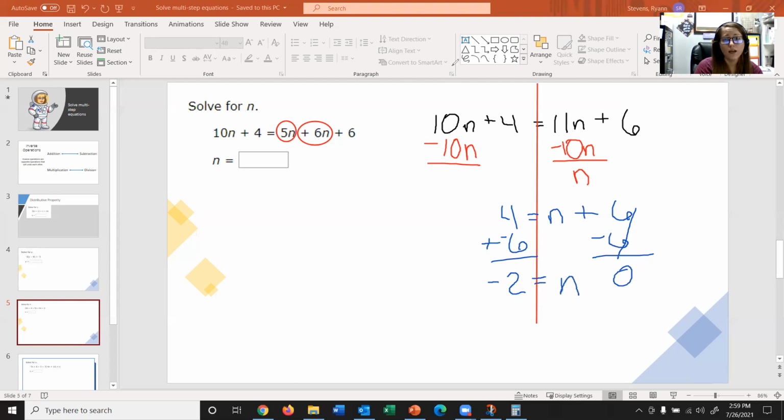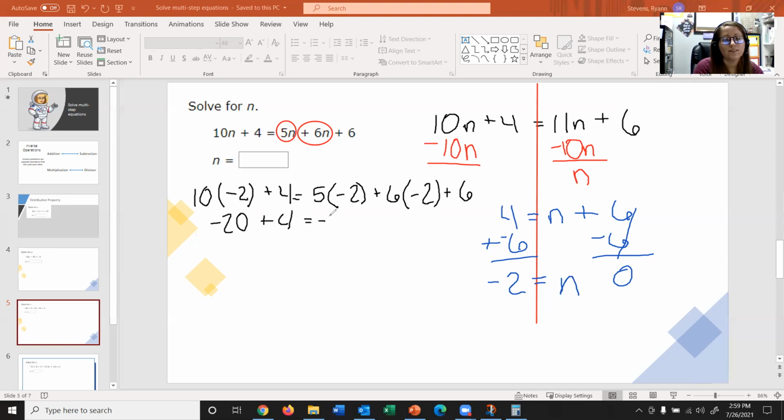Now we can go through and, just to check and make sure that this is correct, we can say 10. I have an n here, so I'm going to say 10 times -2 plus 4 is equal to 5 times -2 plus 6 times -2 plus 6. And then I multiply first. Okay, so 10 times -2 is a -20 plus 4. 5 times a -2 is a -10. And then 6 times a -2 is -12. So I'm going to just write this as -12 and then plus 6.